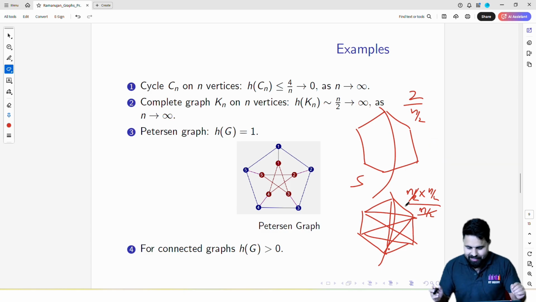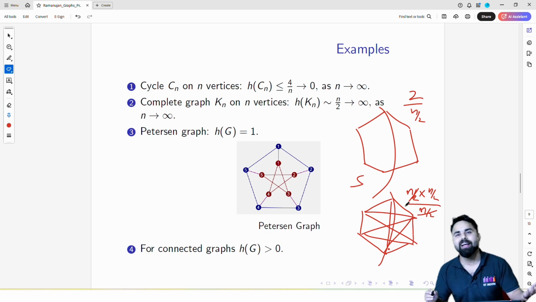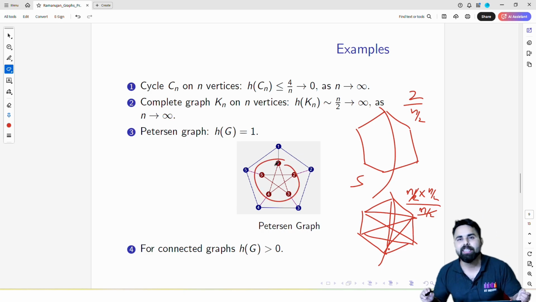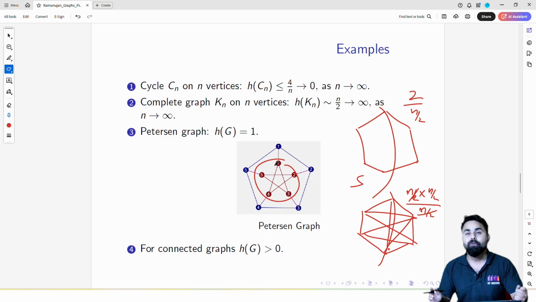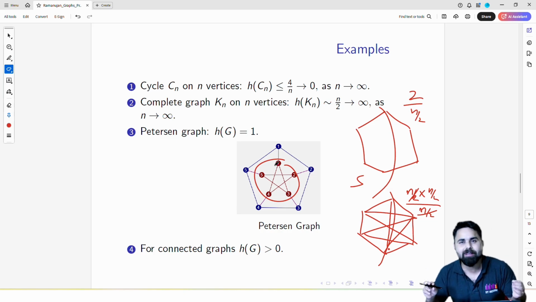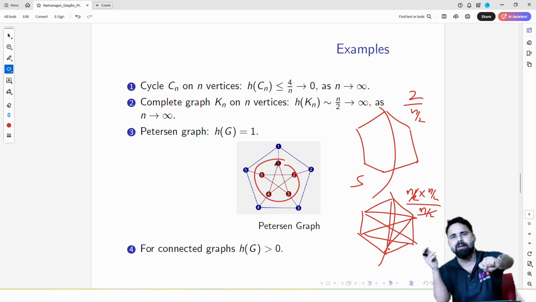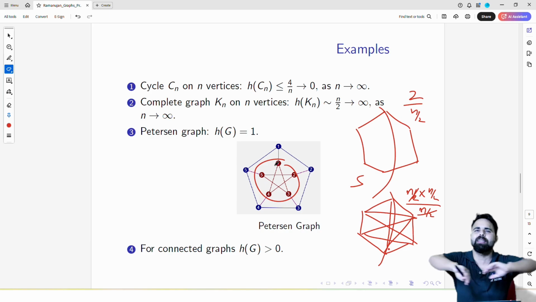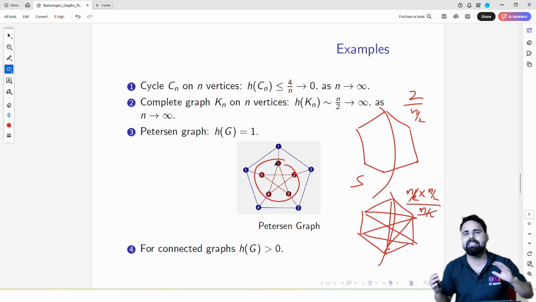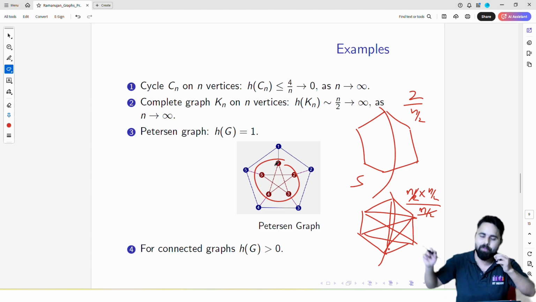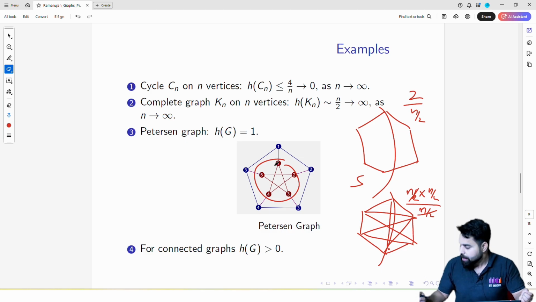Now these are some very easy examples to see. The Petersen graph has expansion ratio 1 if you just focus on this subset. Okay, so the expansion ratio is coming out to be 1. And for all connected graphs, Hg will always be positive. Why is it so? If the graph is disconnected, you pick a disconnected component, and its boundary is 0, because it does not have any edge to another component. So Hg in that case will be 0 if the graph is disconnected.